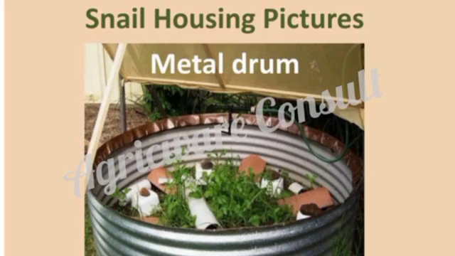All you need to do is keep the metal drum in a shaded area. It could be under a tree, or you could create a kind of canopy for the metal drum so that the snail house can be kept cool. A disadvantage with using a metal drum is that when it starts to rust, it can be a challenge for the snails to crawl on the drum.